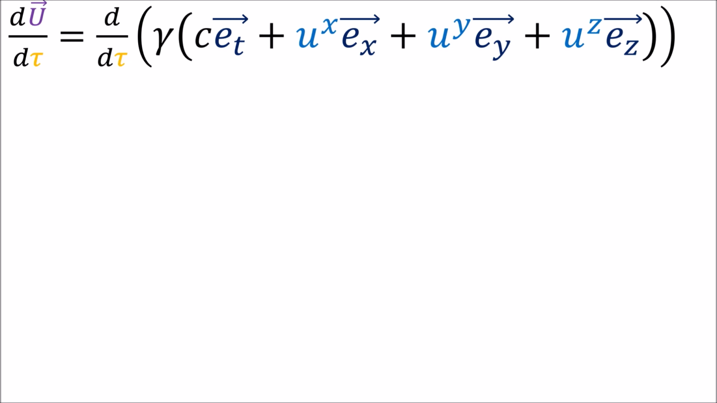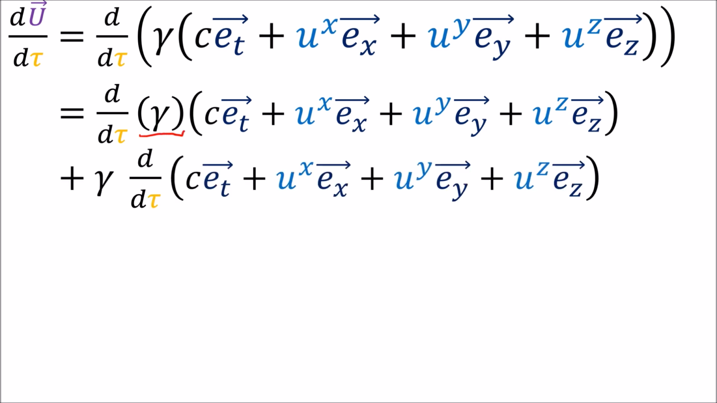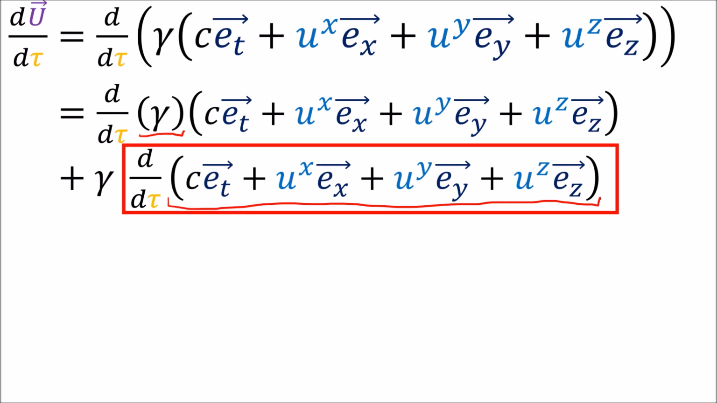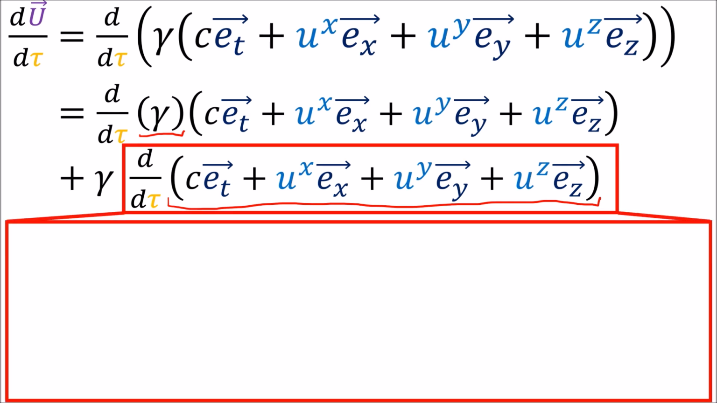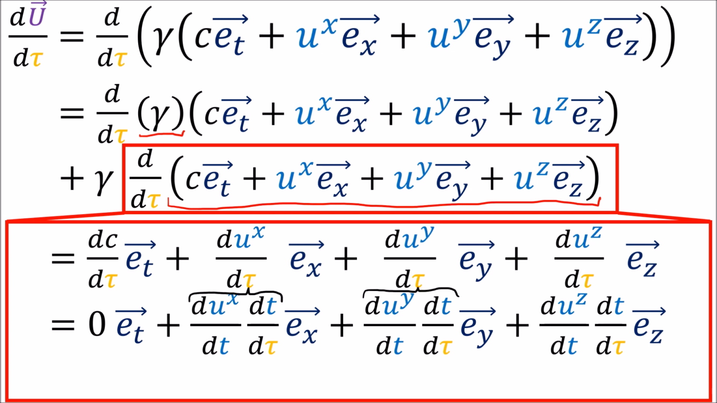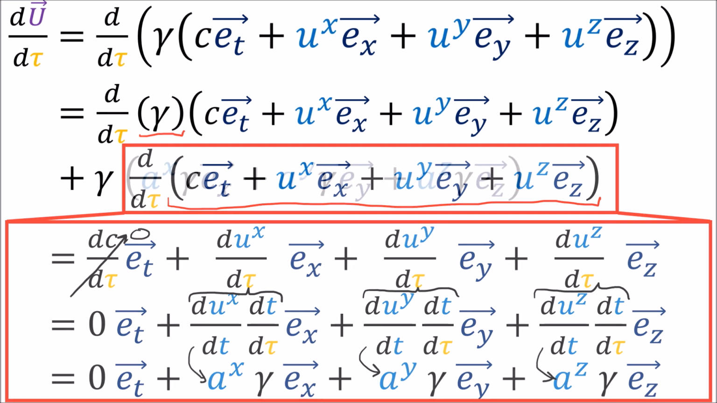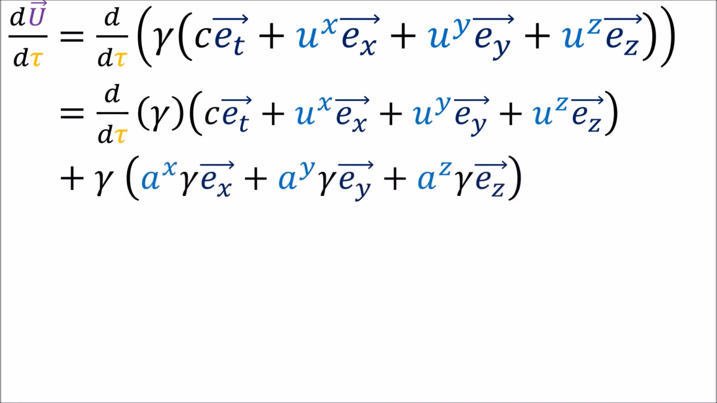To take the derivative of the 4 velocity, we use product rule to get 2 terms, one with the derivative of gamma and the other with the derivative of this vector. The vector derivative is easy if we use chain rule on the tau derivative to get the t derivatives times gamma. The derivative of the first component goes to 0, and the rest gives us the non-relativistic acceleration 3 vector small a multiplied by gamma.